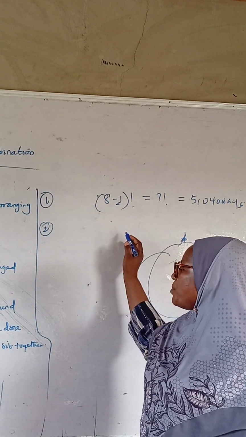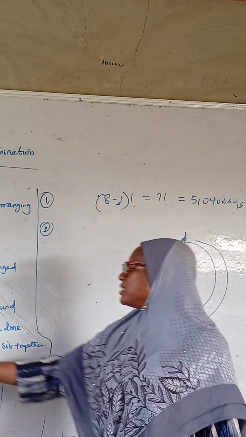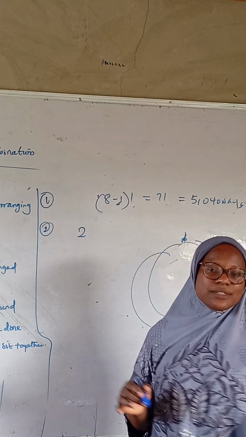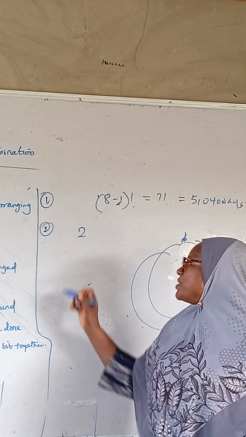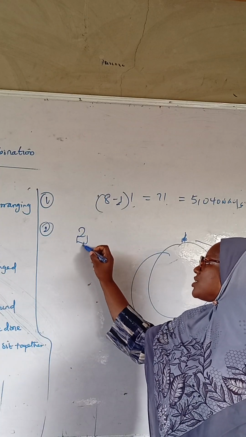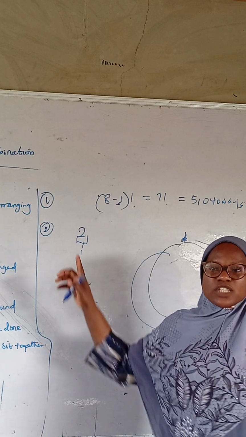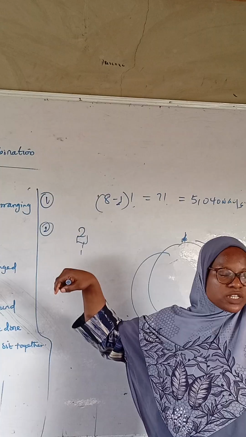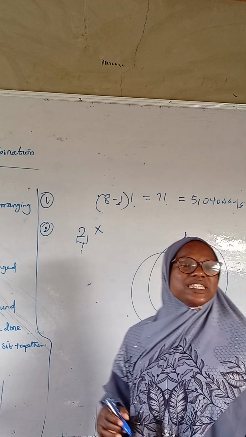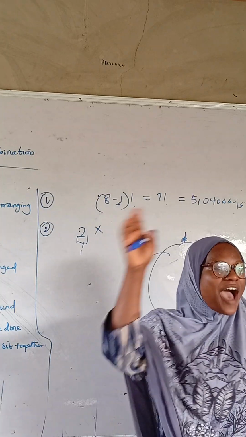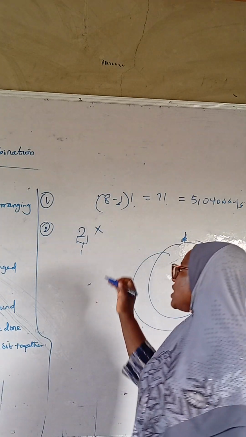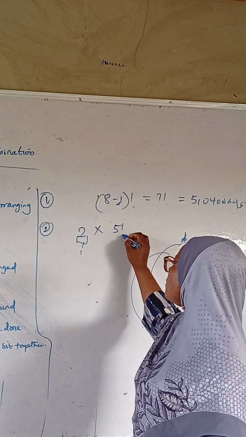So if I'm having 7 people already, and father and mother must be together, you first of all talk about the 2 people that must be together. It means that each time you are arranging, these 2 people will be seen as what? 1. We have discussed this in our previous session. So 2 times, how many people are left to be arranged? 5 people are left to be arranged. So you just say 2 times 5 factorial.